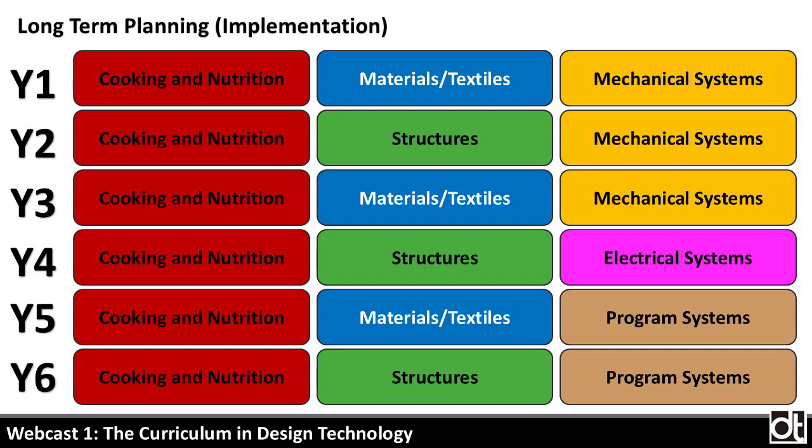Materials, and this is often a textile-based project, is taught every other year as are projects focused on building different structures. The final strand of learning has the common thread of systems, where children include either a mechanical, electrical or program system as part of their product. It would be expected that these products would be more complex as the children get older, and it is likely that products developed as part of the electrical and program system projects would also include elements of children's learning about materials and structures.